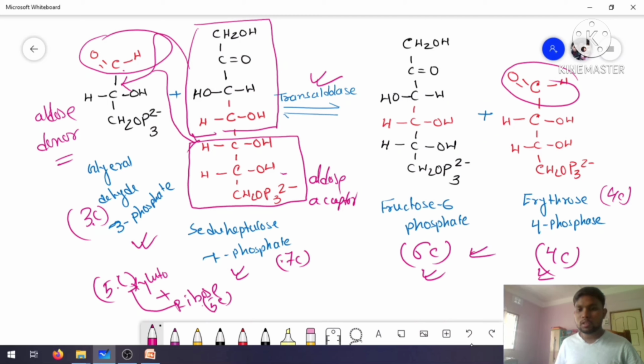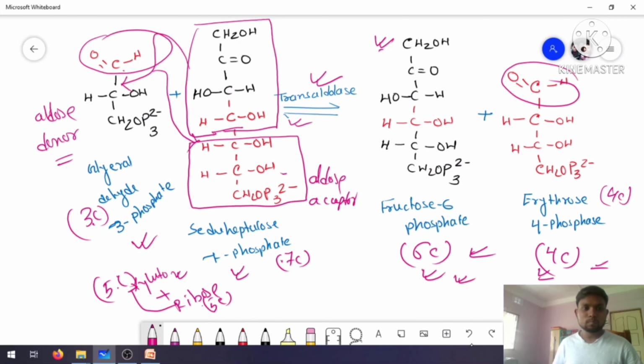So they have donated their aldose group to the aldose acceptor, okay, and they have shuffled their carbons and produced fructose 6-phosphate and erythrose 4-phosphate. By the color code you can see. So these are the reactions showing how fructose 6-phosphate and erythrose 4-phosphate have formed by rearranging their carbons. So finally we got a 6 carbon and a 4 carbon compound. Now this erythrose 4-phosphate will again shuffle with xylulose 5-phosphate and give rise to other molecules that we'll see. Fructose 6-phosphate is intact now.